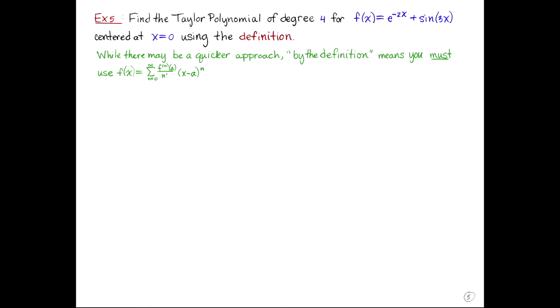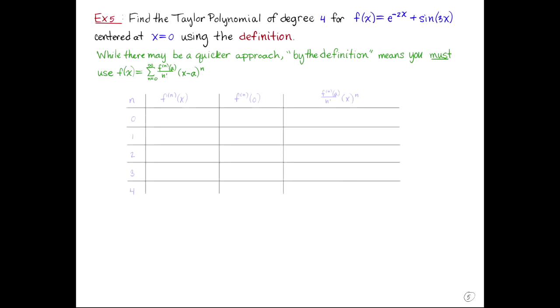Example 5. We want to find the Taylor polynomial of degree 4 for f of x equal to e to the negative 2x plus sine of 3x centered at x equal to 0 using the definition. Anytime you are asked to find a Taylor polynomial that's either centered anywhere other than x equal to 0 or by using the definition, you have to use the table method.